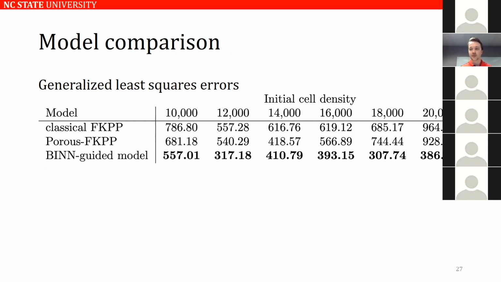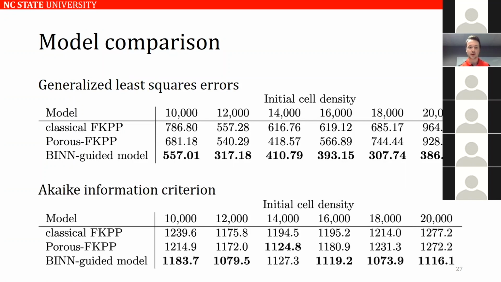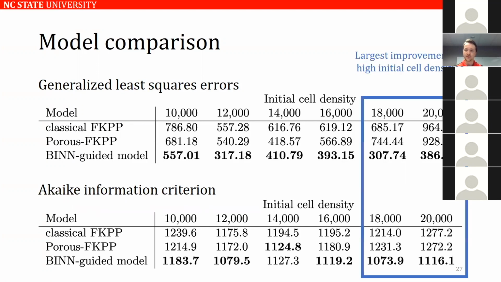So we need an additional metric that can balance the model complexity with the error. And so we're going to look at AIC scores, or Akaike information criterion. And in this case, lower is better. Across all 6 data sets, except for one with 14,000 initial cells per well, the model that we've posited based on what the neural networks learned has a better AIC score compared to the current state of the art. And in particular, the difference in scores and the difference in errors is greatest for large initial cell densities.